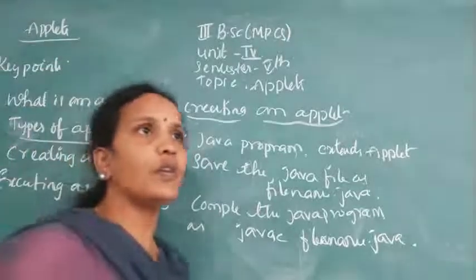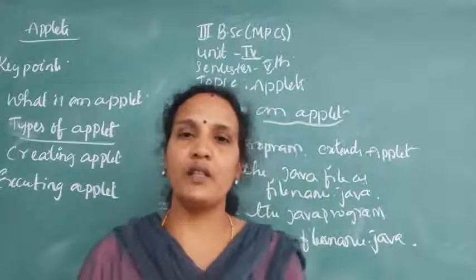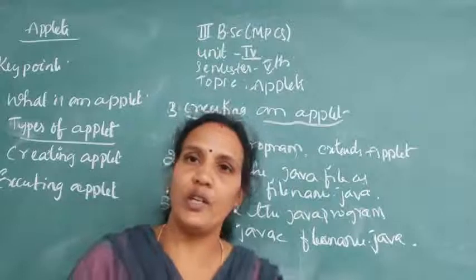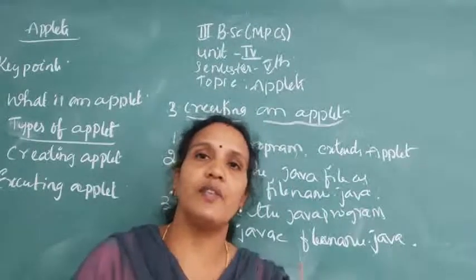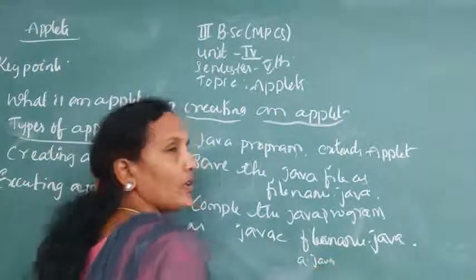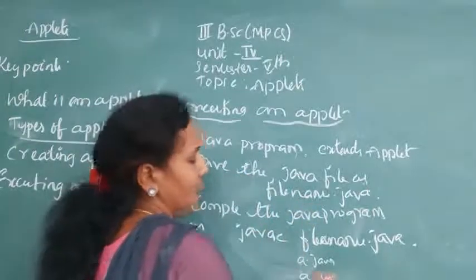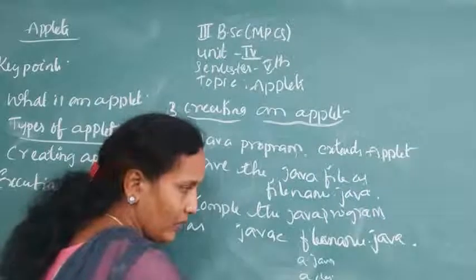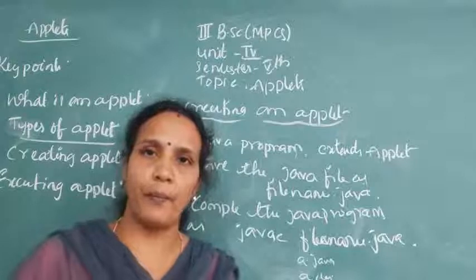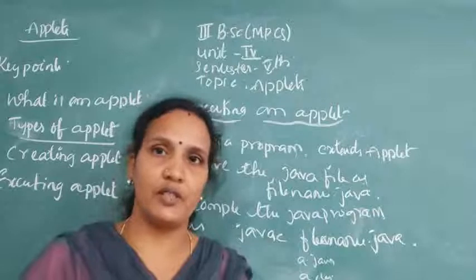See, when you compile the program, if there is no error in the program, then what happens? In the same location, for example, if you have saved your Java program in the C drive, a class file will be generated there. For example, if I have given a.java, in the same location, the C drive, you will get a class file. If your class file is generated, what does it mean? There is no error in the program. Suppose there is an error in the program, then a back file will be generated.